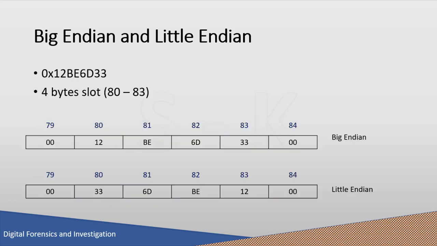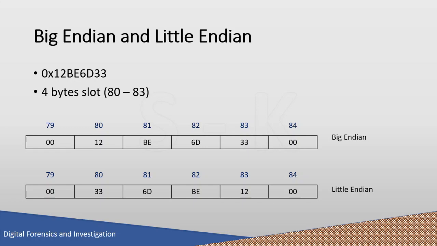So here is an example of data which will be stored in memory at locations 80, 81, 82, and 83. The data consists of 4 bytes and the data value is 12BE6D33. Of course, these are 8 hexadecimal digits, so 2 hexadecimal digits are used to represent 1 byte.